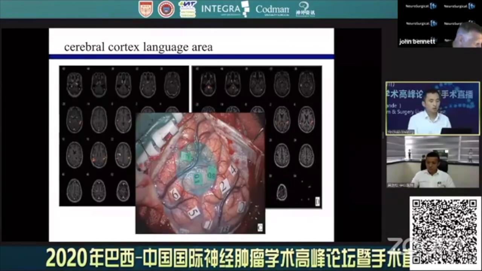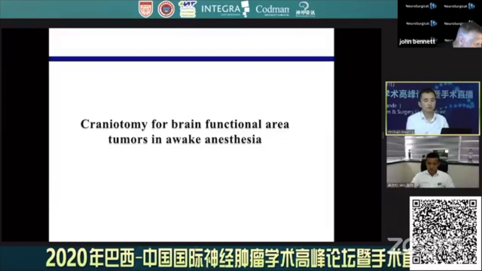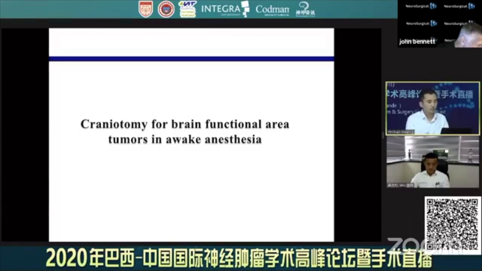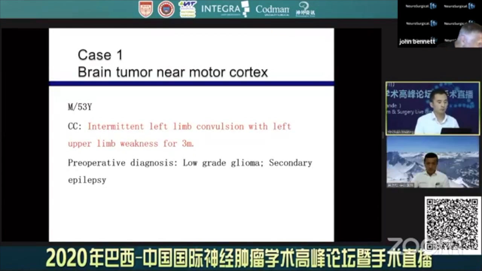So now I'm going to show you some cases, and the first two cases received the operation in awake anesthesia, and the tumor was at the functional area. The first case, the brain tumor is near the motor cortex. This is a 53-year-old male. The preoperative diagnosis is a low-grade glioma and the secondary epilepsy.